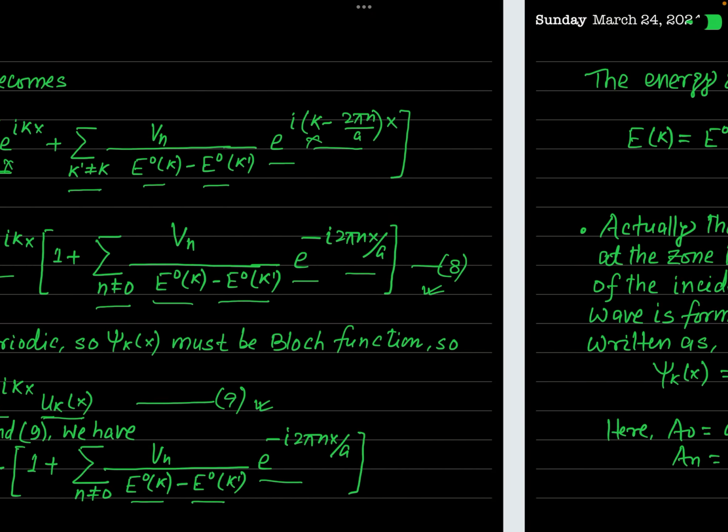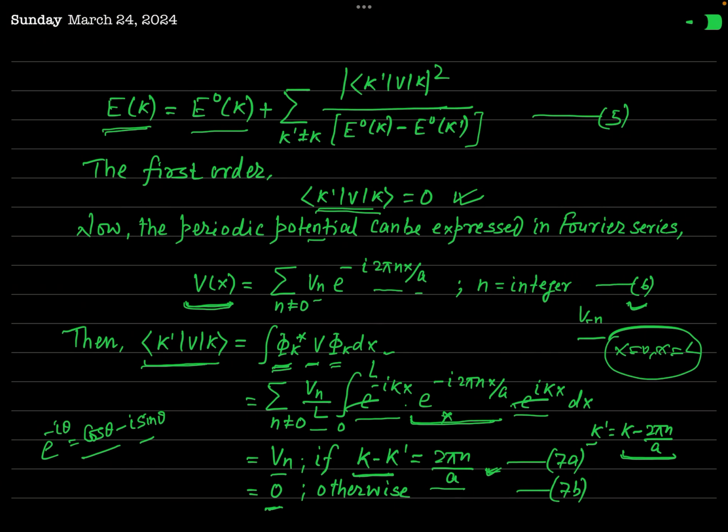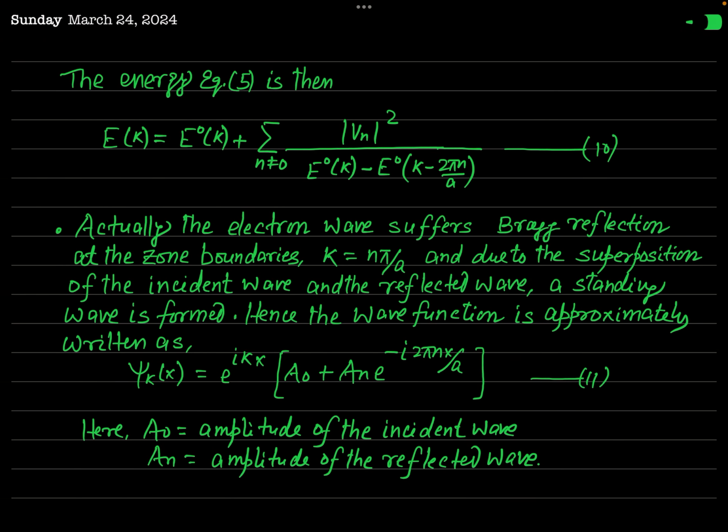Okay. Now you can see what will be the energy eigenvalue taking the second order perturbation. As we have seen, this expectation value of V over the states k and k dashed is equal to V n. So let us substitute this value, which we have obtained in equation 7a, for the expectation value of V in equation 5. After substituting that, you will get that this E of k is equal to E naught of k plus summation n not equal to 0 mod V n square over E naught k minus E naught k minus 2 pi n over a. Because here, you know, this k dashed is equal to k minus 2 pi n over a. Okay.